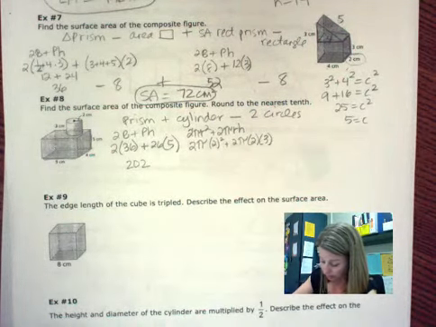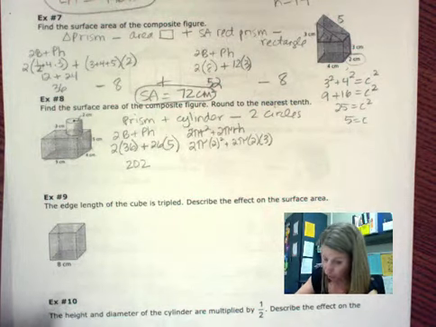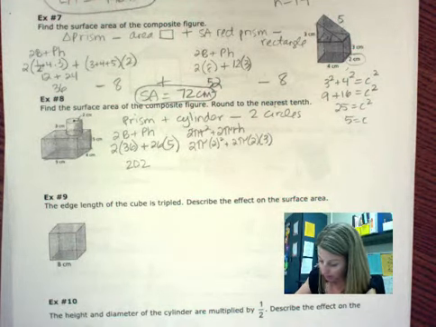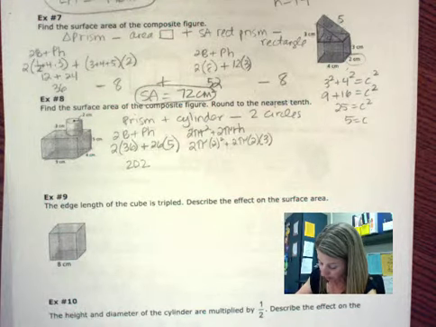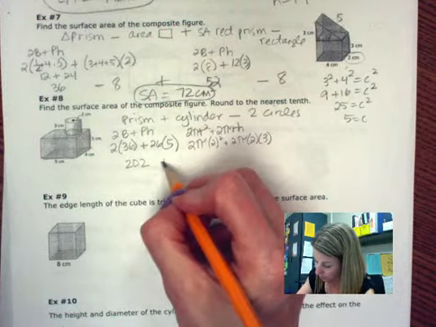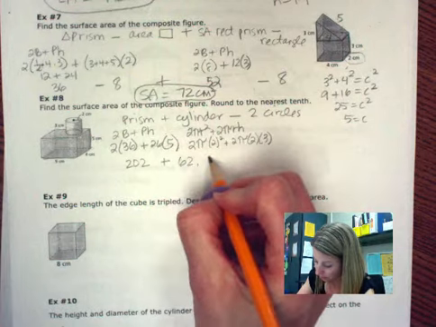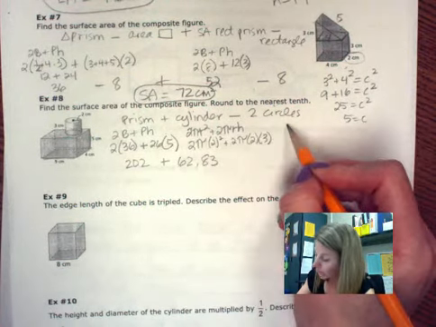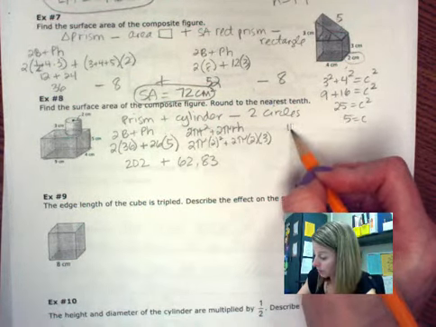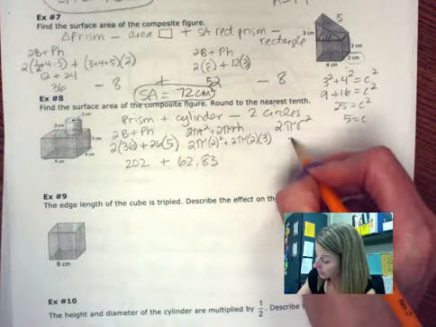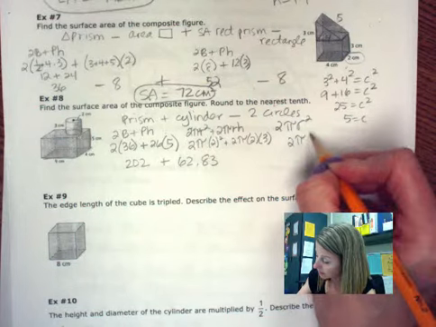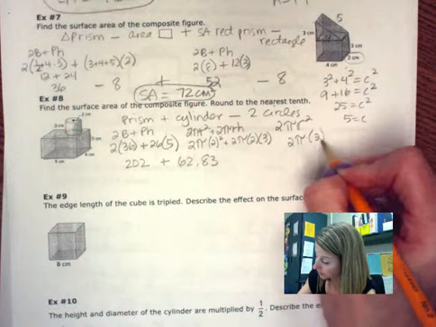So I can do 2 times pi times 2 squared plus 2 times pi times 2 times 3. So I'm going to call that 62.83. And then remember, I have 2 circles. So I need to do 2 pi r squareds. So that would be 2 times pi times 2 squared.